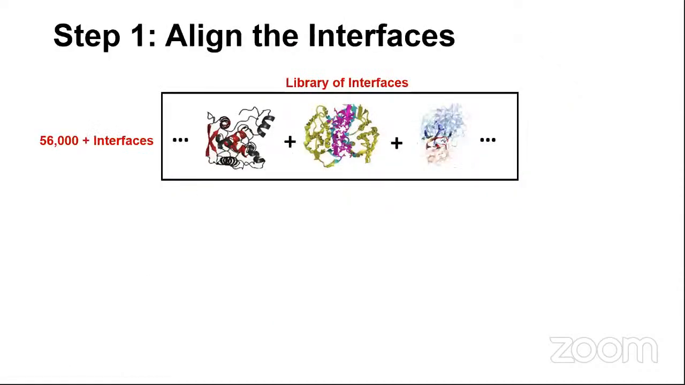The key to it is the idea that similar proteins that serve the same function will be related together. So they'll have the same distance constraints and the same energetic constraints. And so we can use this relationship, similar to how you do a sequence alignment, but doing it in space. So we start off with a library of interfaces. We have something like 56,000 interfaces.